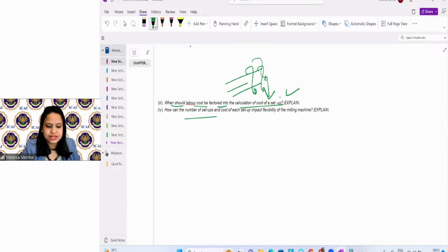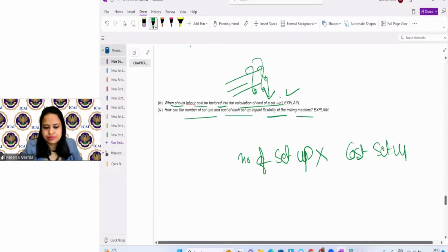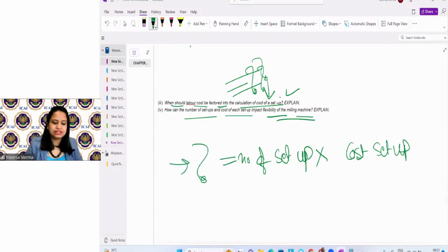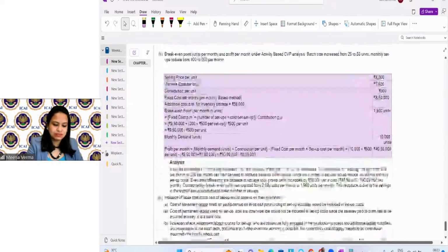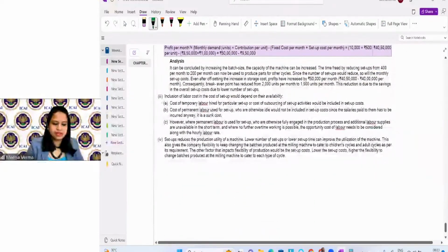How can the number of setups and cost of each setup impact the flexibility of a milling machine? So how the number of setups and cost of setup are impacting the flexibility of the machine. This is the last question. And here, how the labor cost is impacting the setup cost. Okay, let's see what is happening here.